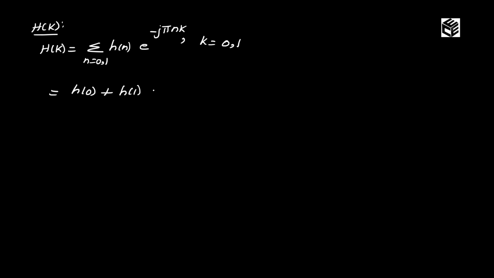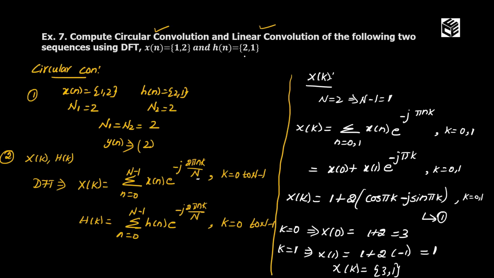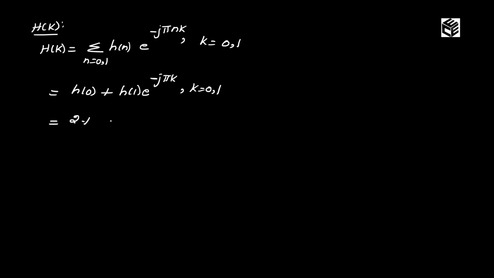So, how can we find h of k? We know the formula. H of k is equal to summation n equal to 0, 1 h of n e power minus j pi n k, where the value of k is 0 and 1. Now I am going to expand the summation, that is h of 0 plus h of 1 into e power minus j pi k, where the value of k is 0 and 1. This is equal to h of 0. What is the value of h of 0? It is 2 and h of 1 is 1. So 2 plus cos pi k minus j sin pi k, where the value of k is 0 and 1. So this is my h of k expression. I am taking this as equation number 2.